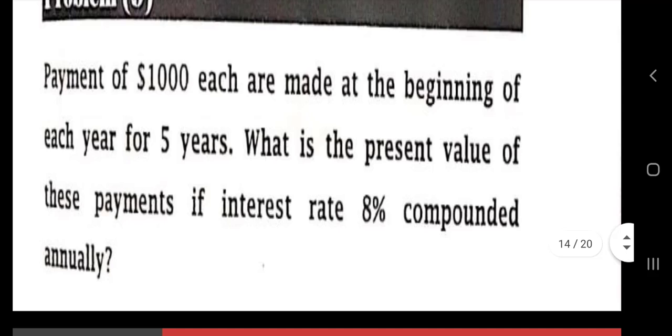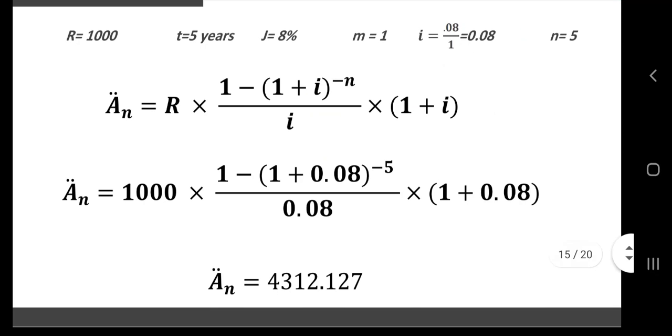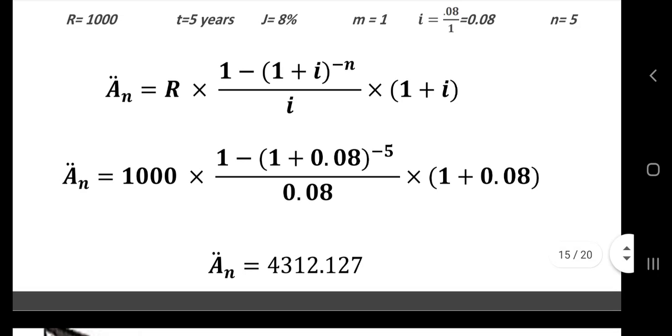The total time here is 5 years and J equal 8%, and because it is compounded annually, M equal 1 and I will be equal 8%. And the present value formula will be A double dot sub N equal R times 1 minus 1 plus I to power negative N over I times 1 plus I. So A double dot sub N equal 4,312.